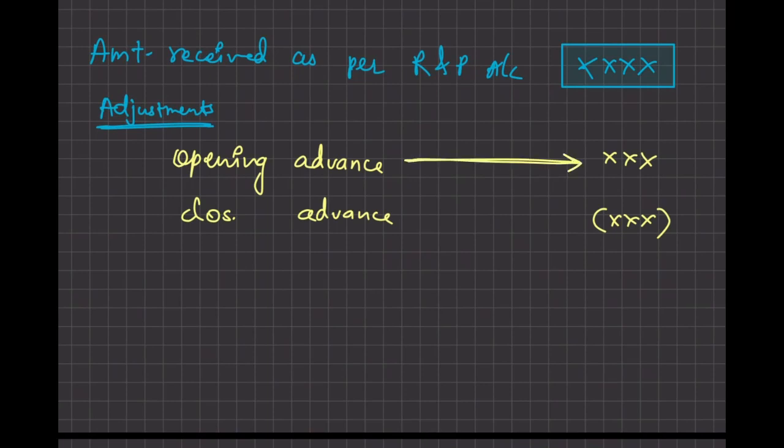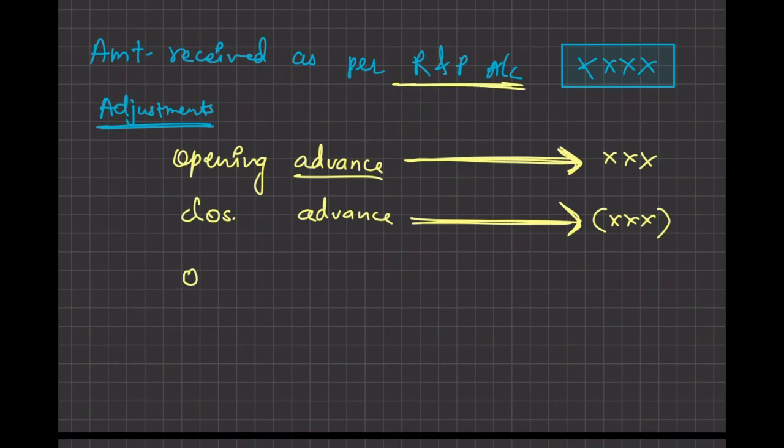Because I want to calculate the income of the current year. So if this is advance which is received in the previous year, obviously this is the income of the current year. That is why I am adding this up. And why is the closing advance being deducted? Sir, this is the advance. This is not the income of the current year. This is the income of the next year. That is why I am deducting it from the receipt which I have received.